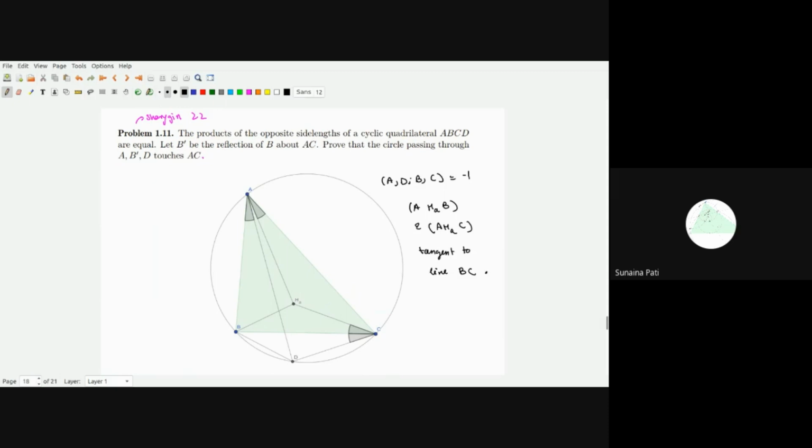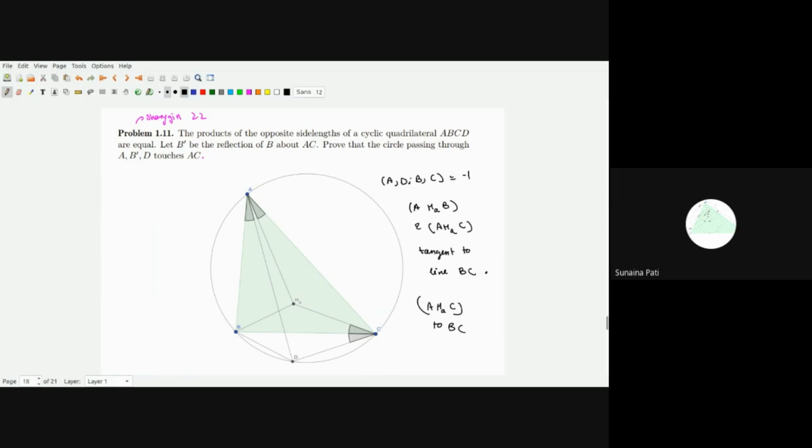Prove this lemma, everyone. So you basically have to prove that AHAC is tangent to BC, and the other way also follows similarly. So prove that AHAC is tangent to BC. Isogonal conjugates. Hmm. It's a simple angle chase.